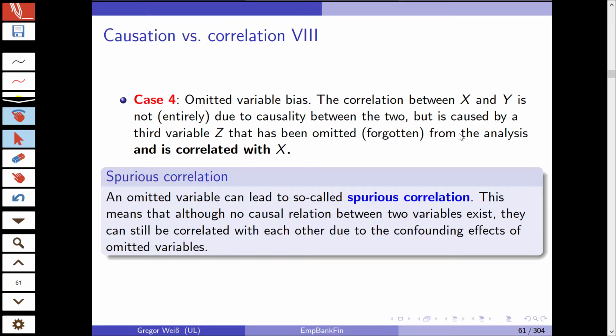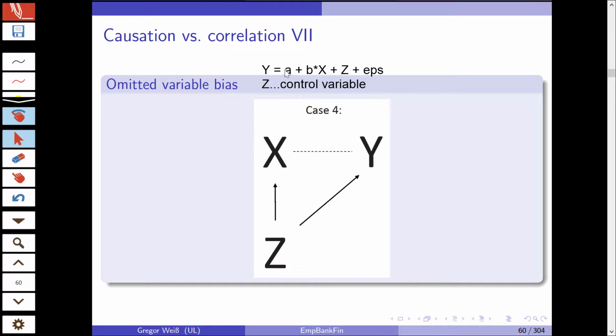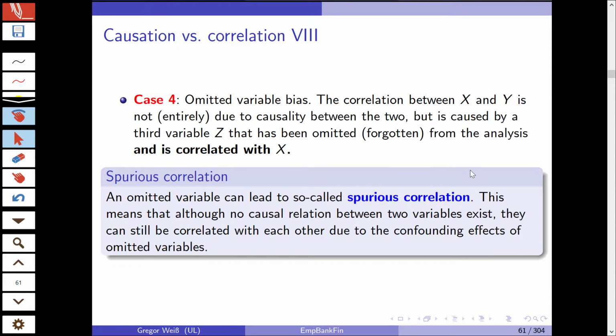And the fourth case, again, this is the omitted variable bias. The correlation you're picking up in the original regression analysis, when you omit Z, you will find correlation, but this is a false correlation. It's not between X and Y, it's between Z and X and Z and Y. This is what we call spurious correlation. And so an omitted variable can lead to spurious correlation. This means that although you have no causal relation between X and Y or Y and X, you still find correlation that is due to the confounding effects of one or more omitted variables.